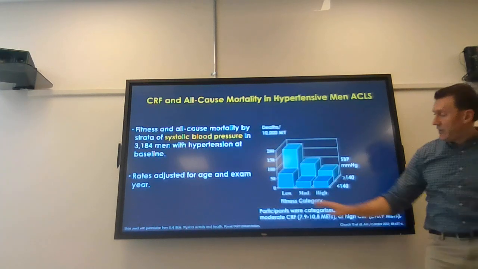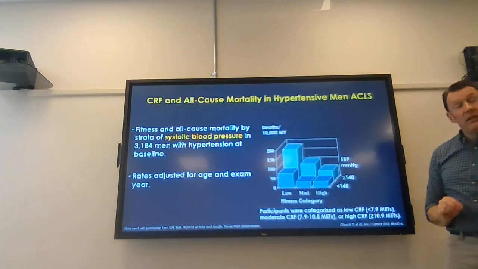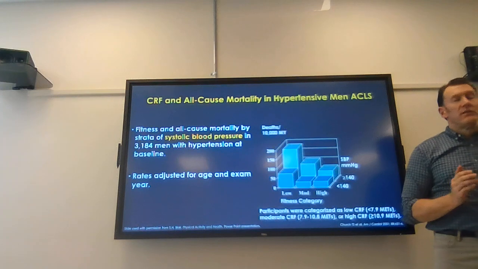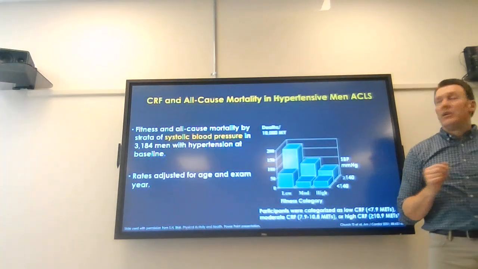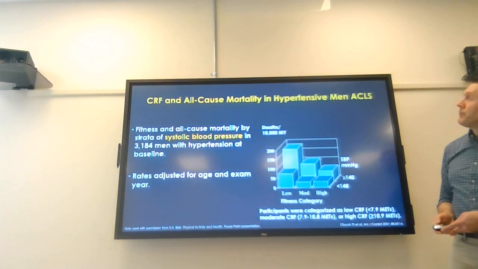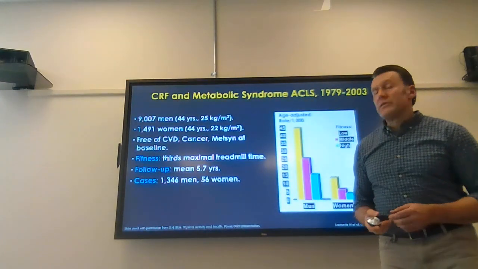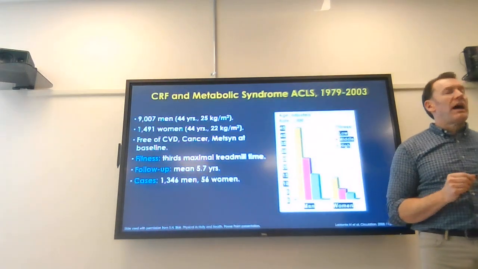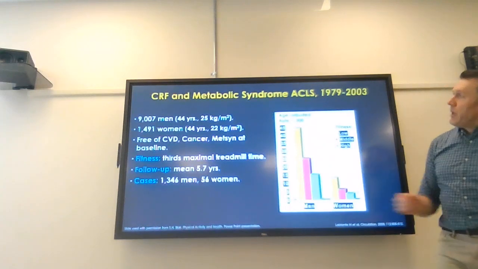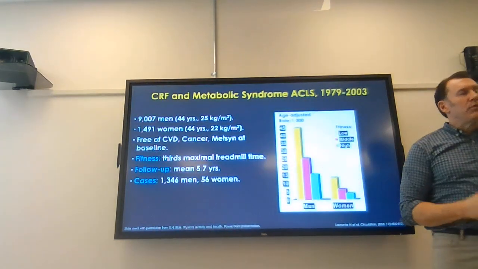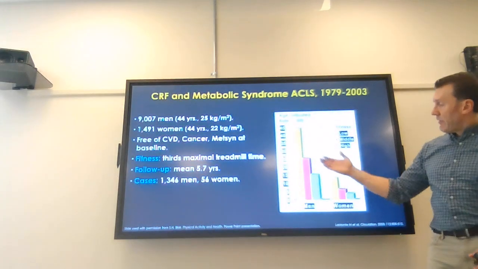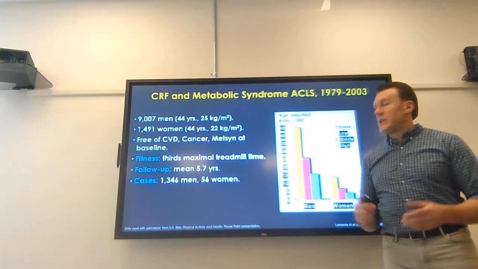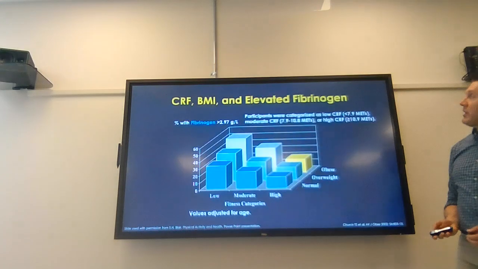Okay, so this suggests that fitness is protective. Ideally, we want low blood pressure with high or moderate cardiorespiratory fitness. But this just shows the protective effects of maintaining our fitness level. So as we go through this, do you notice that the bar pattern is about the same for all these? It doesn't matter what it is. Metabolic syndrome, it's the same protective effect if you have a moderate or high level of fitness. So going from doing pretty much nothing to doing something is where we get the most benefit.